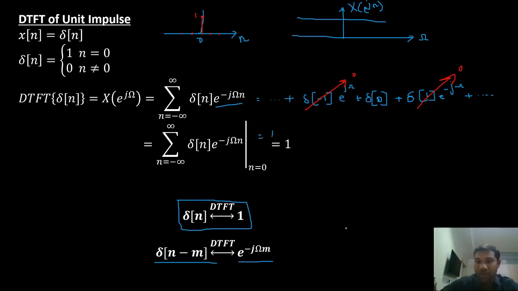The time shifting property I'm using here is x of n minus m has the DTFT X of e power j omega into e power minus j omega m. This is the time shifting property I'm using. Now we will find the DTFT of the constant.